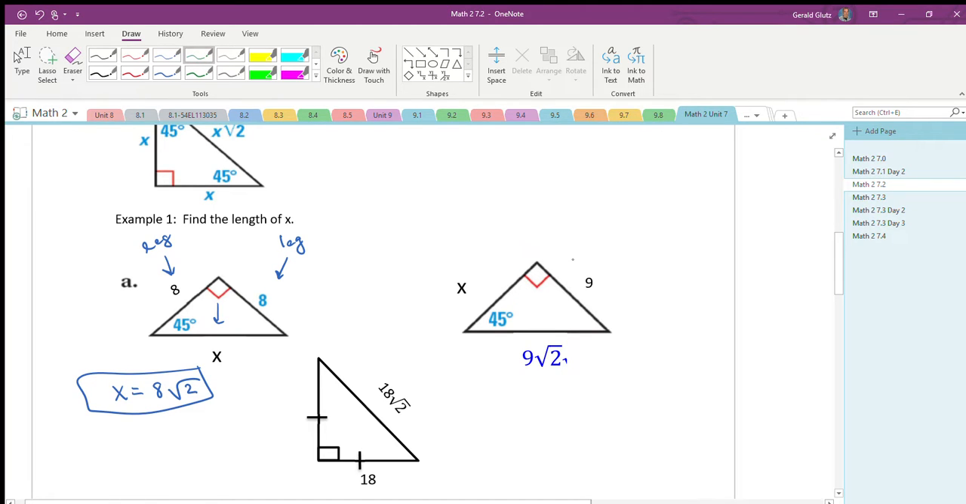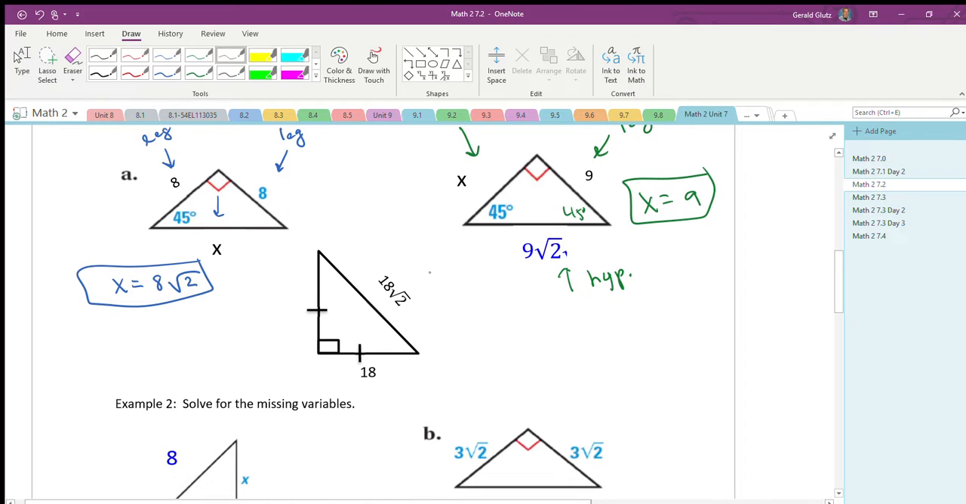For this example over here, again, this is a leg. This is a leg. This is the hypotenuse. Again, in a 45, 45, 90 triangle, the two legs are always the same. So that means x would equal 9.